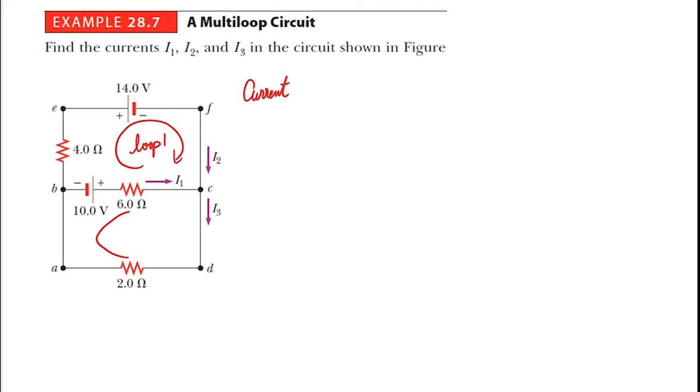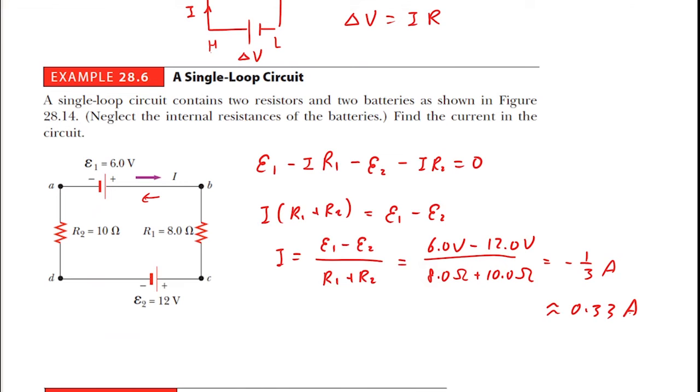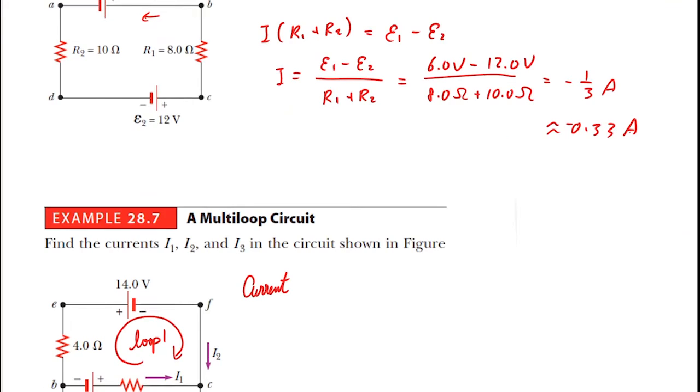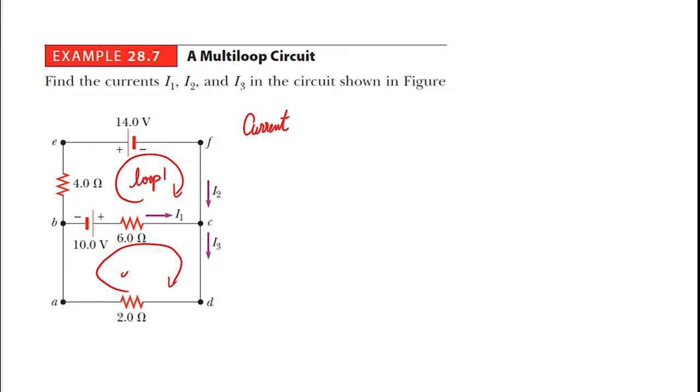Okay, and this is loop 2. We just arbitrarily decide, from this example we saw, that it doesn't matter which direction we decide. This will tell us, oh, negative, if we screw up. So we really don't care. Okay, so this is loop 2.